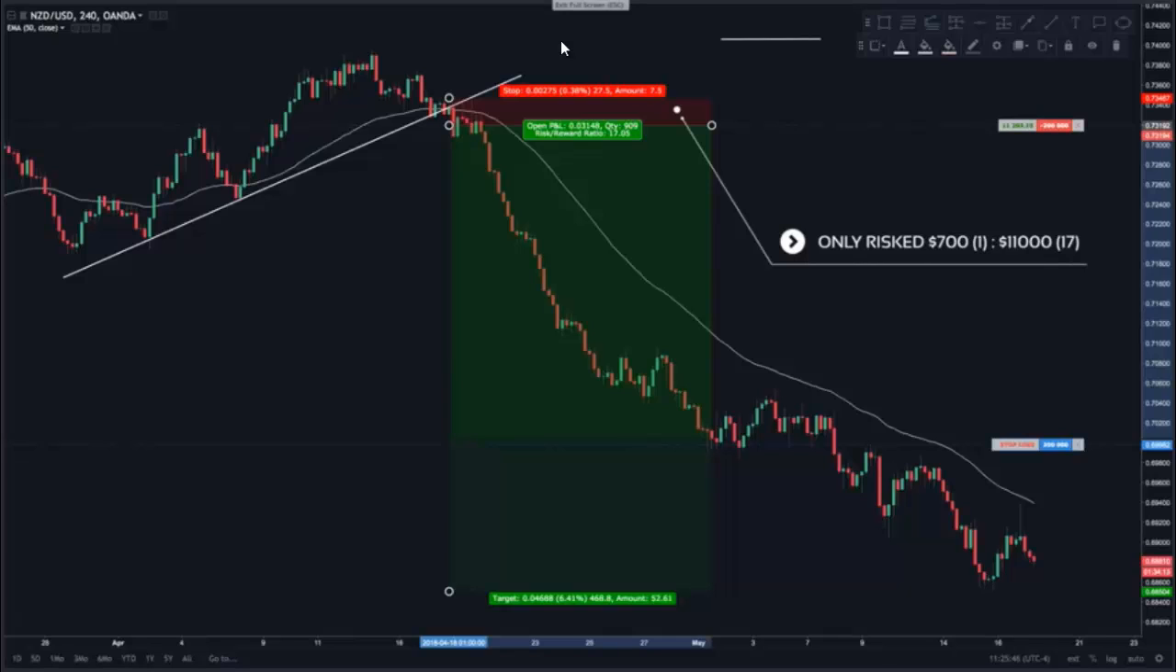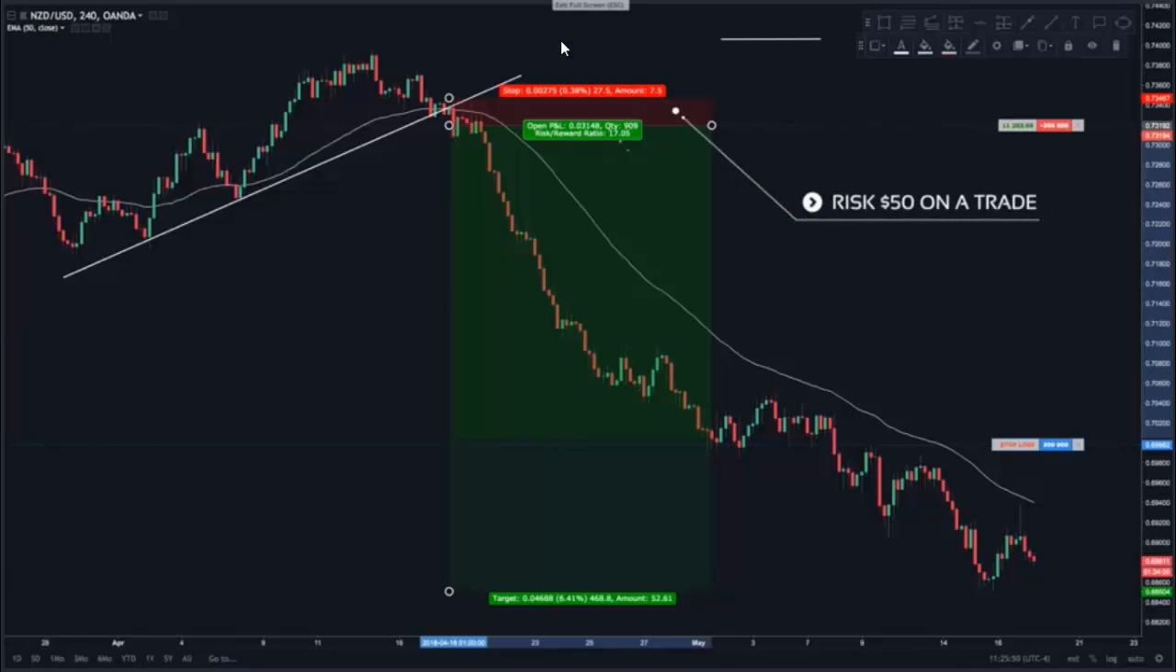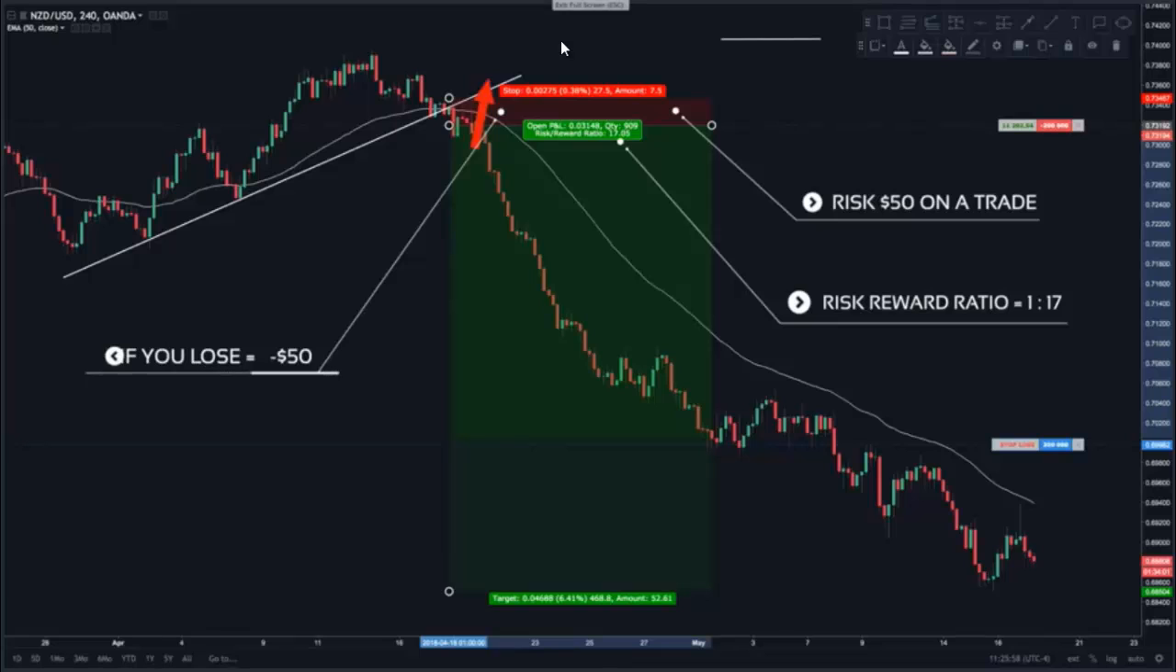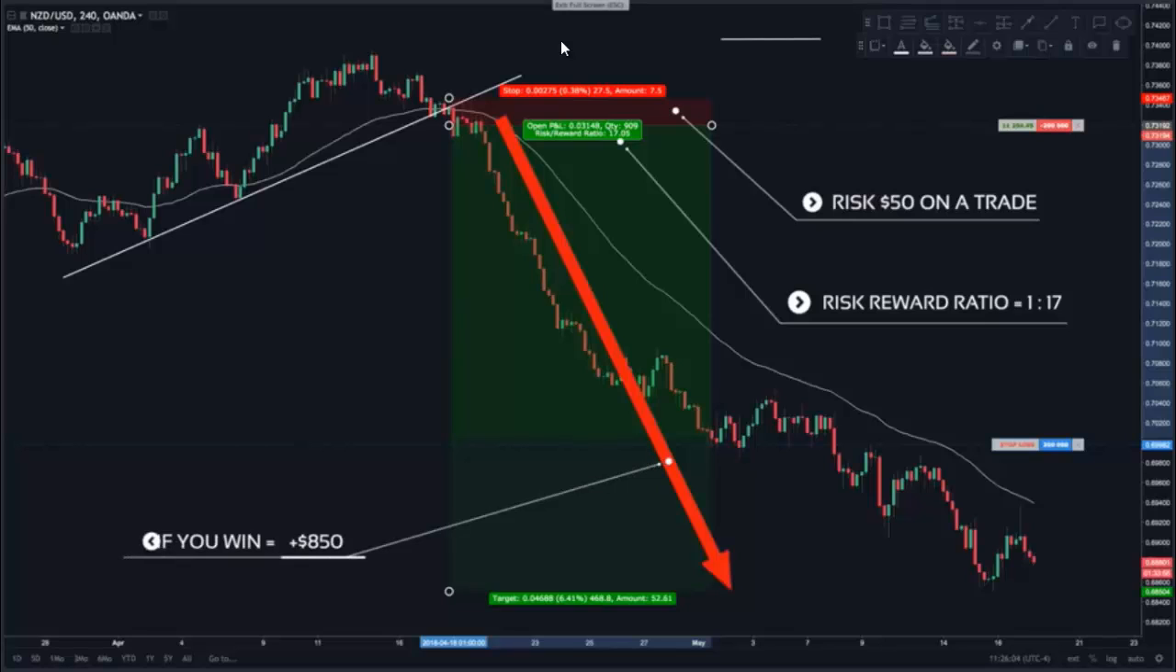Let me explain this in smaller terms. Let's say you risk $50 on this trade, and your risk-reward model is 1 for 17. What this means is if the trade went against you, you would lose $50. But if the trade goes in your favor, you would gain $850, which is 17 times the 50 you risked. You risk a little to make a lot.